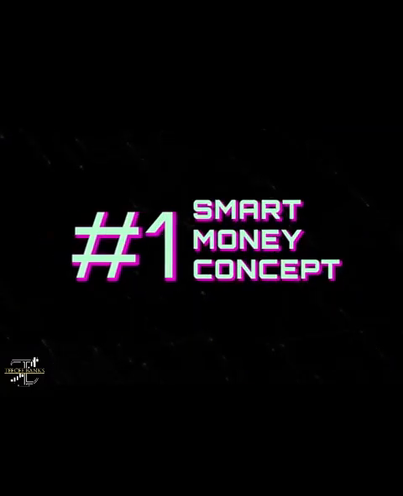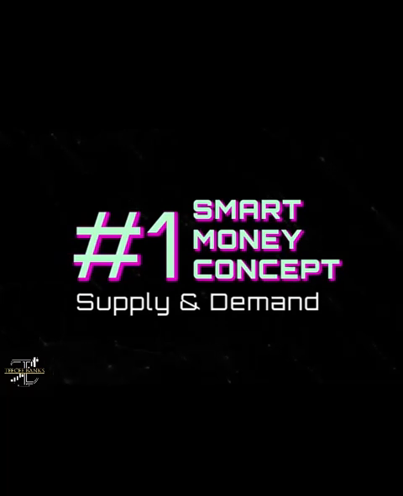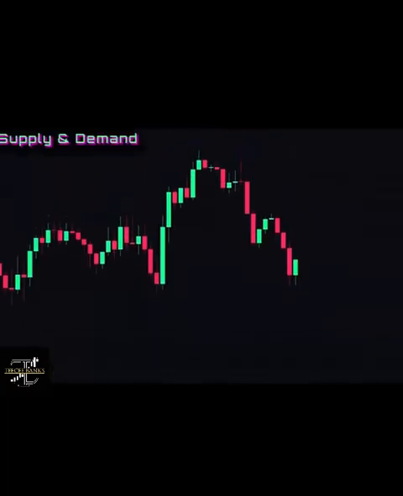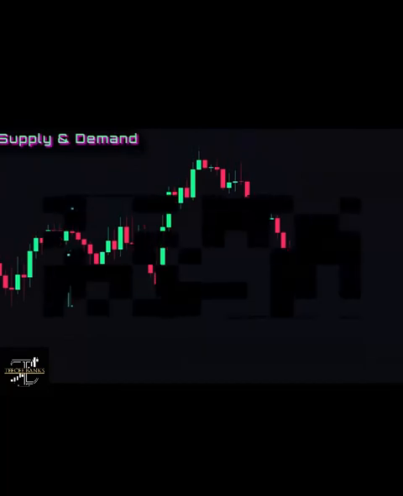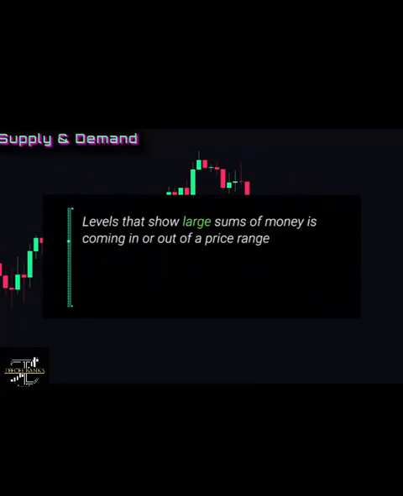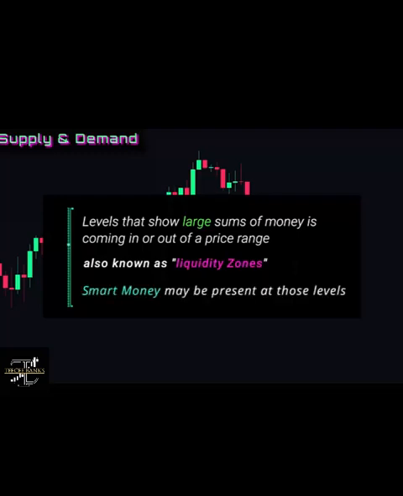Smart money concept number 1. Supply and demand areas. One of the key concepts to understanding how smart money works is supply and demand areas. Supply and demand are levels that show a significant amount of money is coming in or out at that one particular price range. This can also be referred to as liquidity zones, as it indicates the presence of liquidity, suggesting that institutional traders or smart money may enter or exit at these price levels. In the future, these areas can then be used as key levels to help us identify trade opportunities.